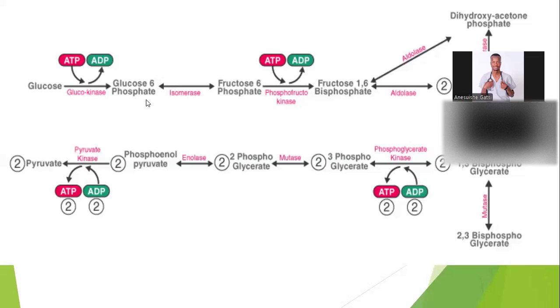So this simply means that you are not going to be able to allow this glucose 6 phosphate to pass through the cell membrane because it is now negatively charged, if you remember your cell physiology. So this glucose 6 phosphate will no longer be able to leave the cytoplasm.